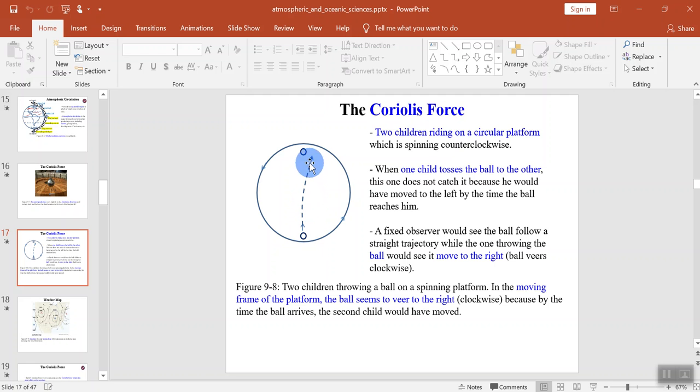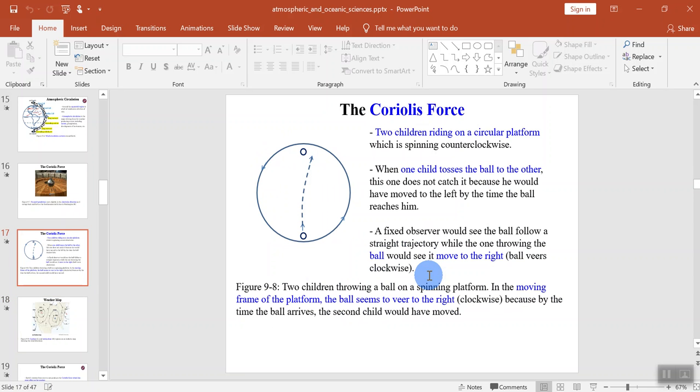Why? Because these two kids are what is called a moving frame. Okay? So a fixed observer, on the other hand, like somebody on top of the building watching these two kids play, he will see the ball go in a straight line. Okay? Straight trajectory. So this is the moving frame, and then on top of the building, the fixed frame. So the ball veers to the right because they're moving counterclockwise.